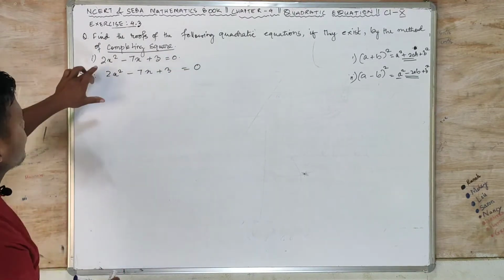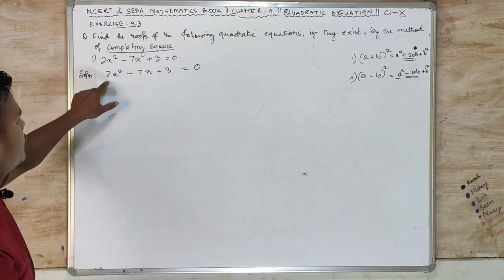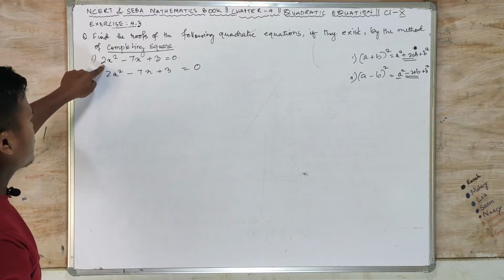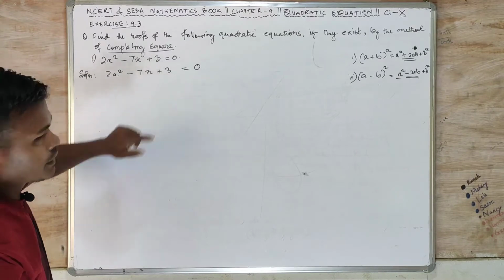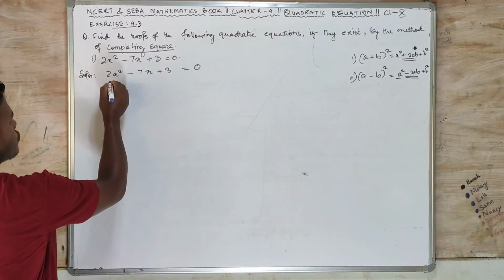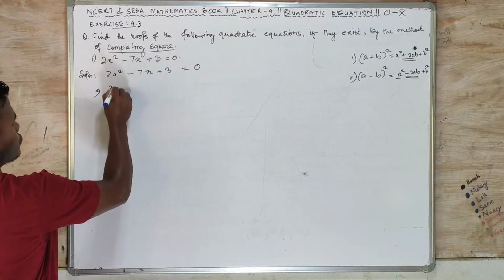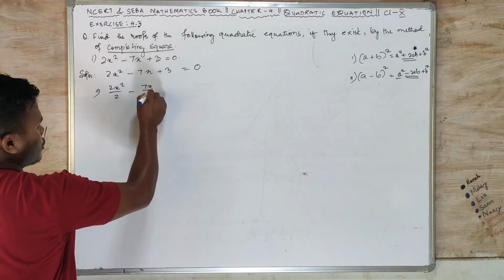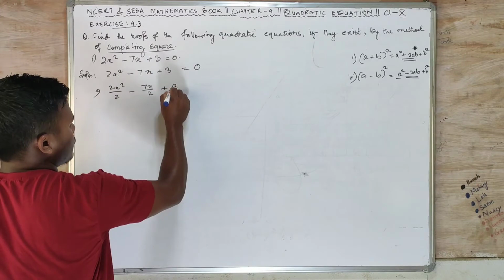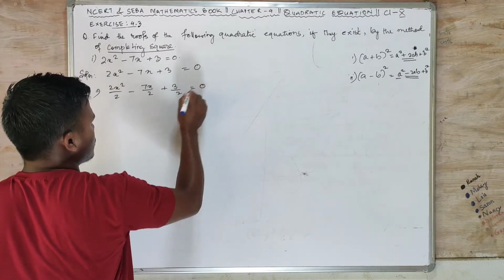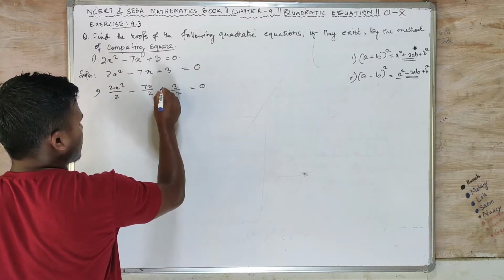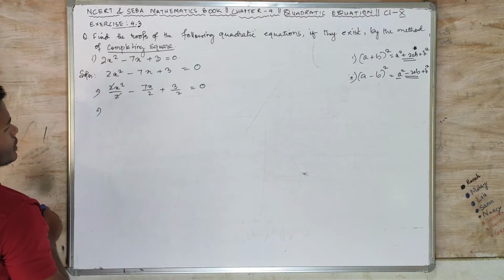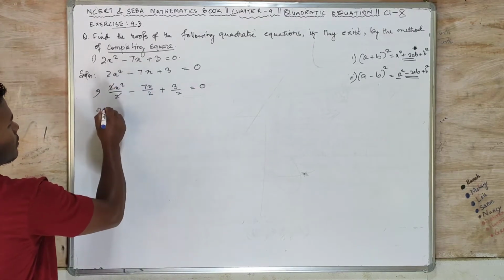If the first coefficient is 2, then divide the whole equation by 2. If the first coefficient is, let us say, 17, you divide the whole equation by 17. So let's do the same thing: 2x square divided by 2 minus 7x divided by 2 plus 3 divided by 2, which is equal to 0. Now you can cancel these two numbers.